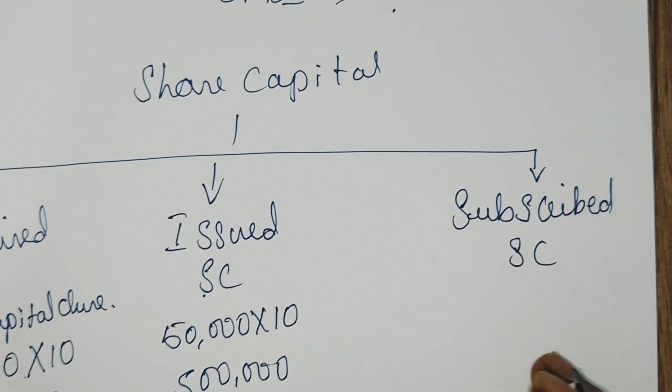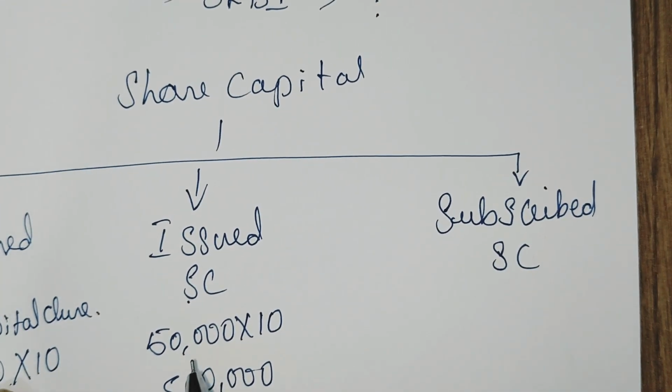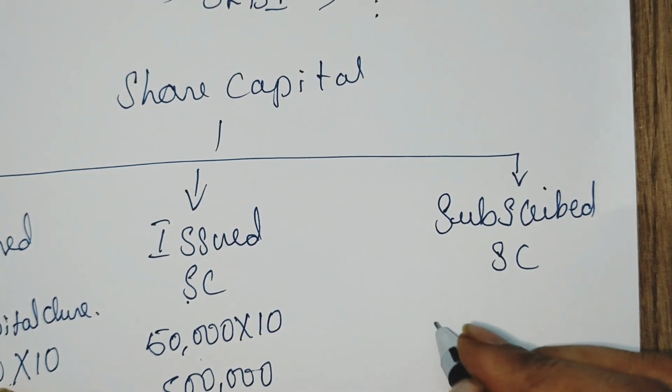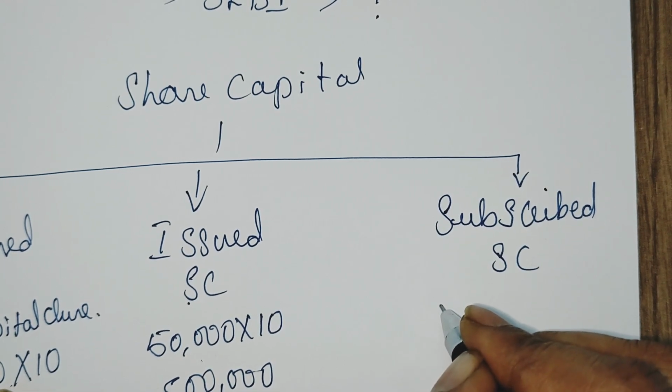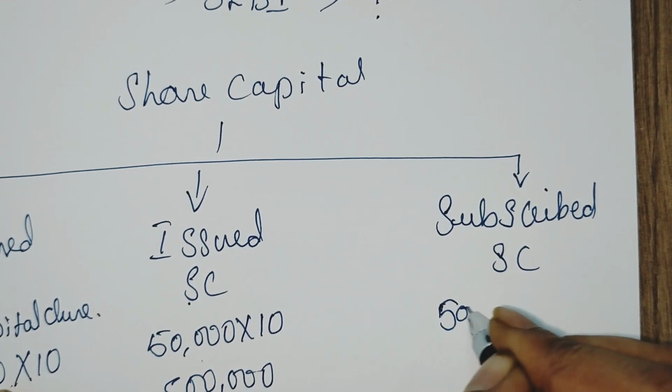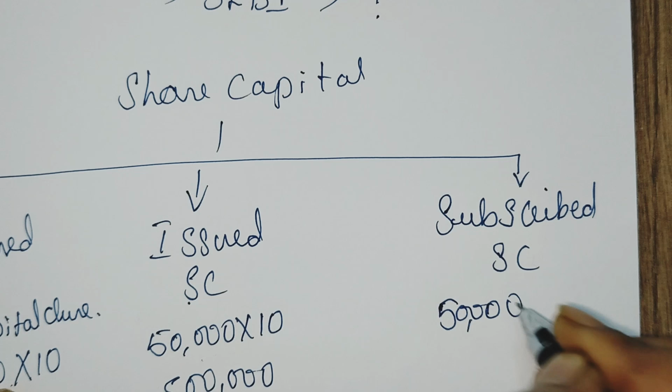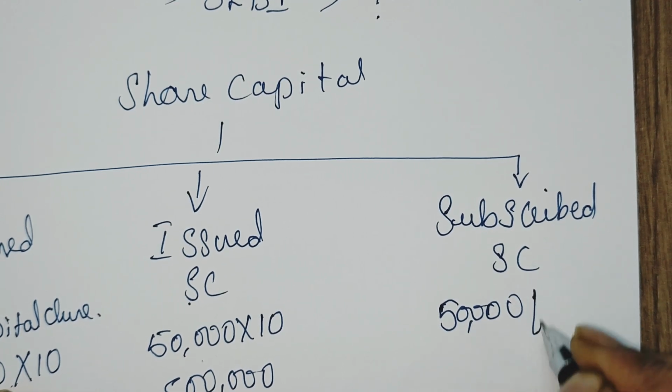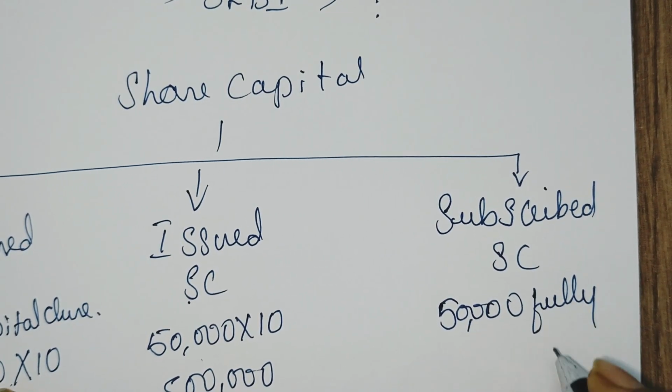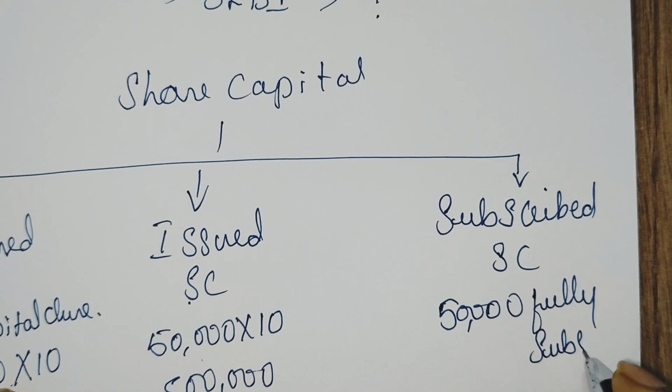Then subscribed capital is, whatever you have issued, sometimes you will not get complete subscription. You may get 90% subscription. It can be 90% or 100%. If it is 100%, whatever you issued, you received, then it is called fully subscribed.